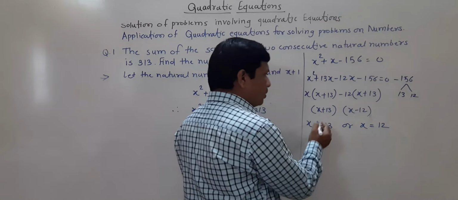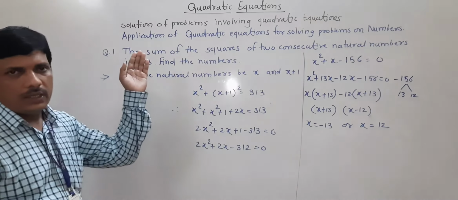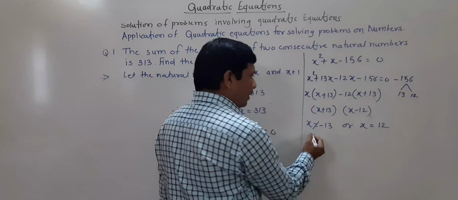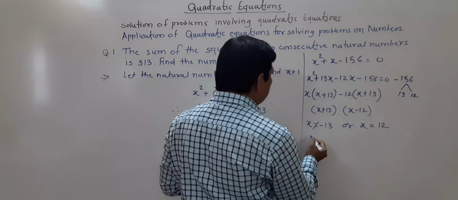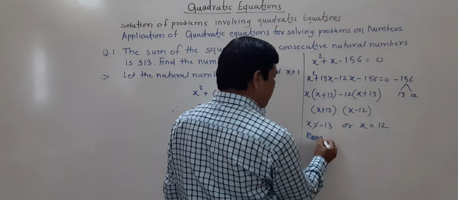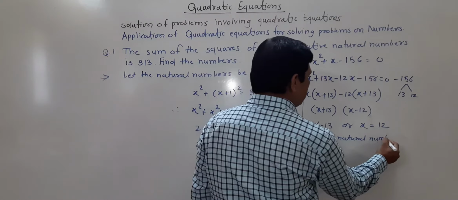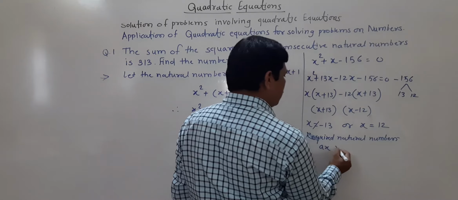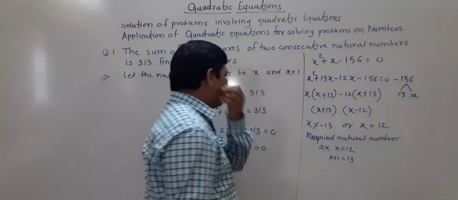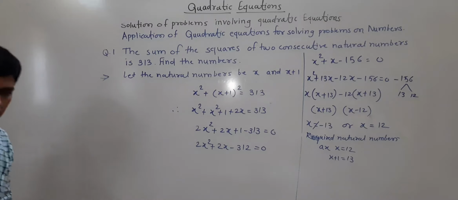So this can't be the value of x because x is a natural number, and minus 13 is a negative number. So x is equal to minus 13 is not possible. So x is equal to 12. So the required natural numbers are x is equal to 12 and x plus 1 is equal to 13. So 12 and 13 are the required natural numbers.